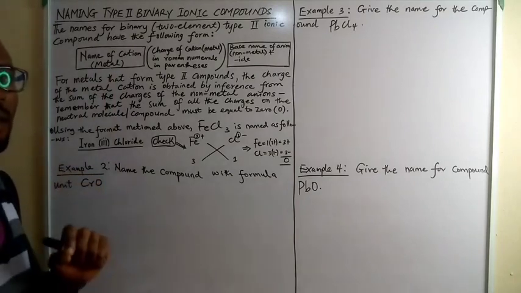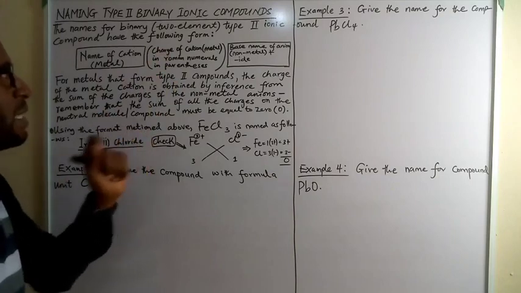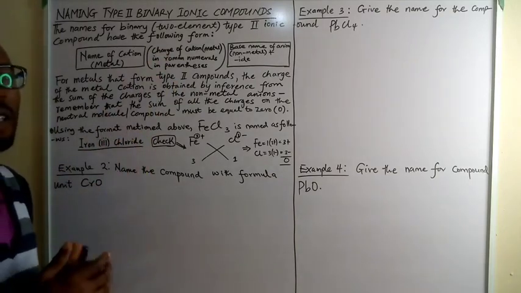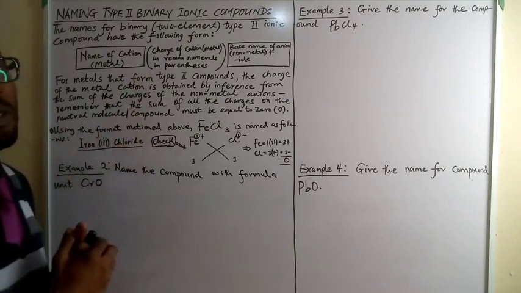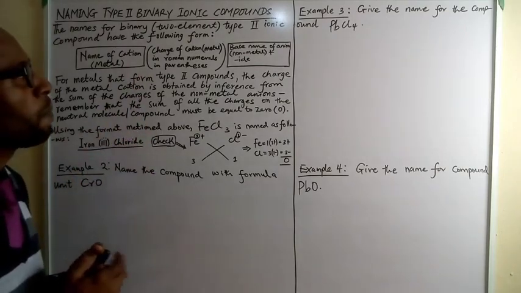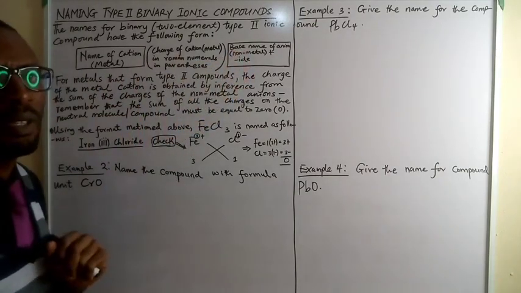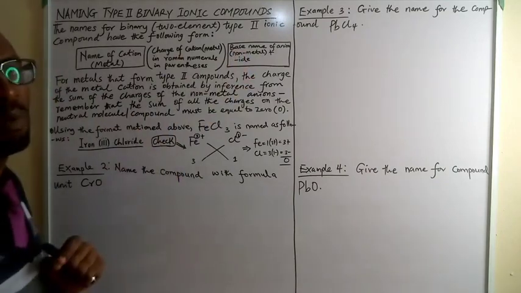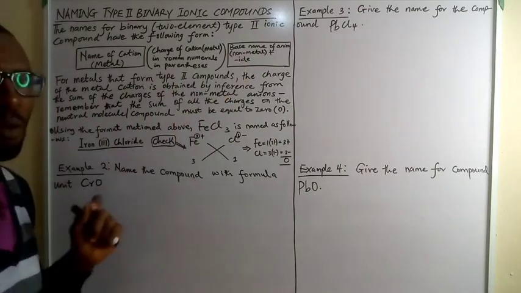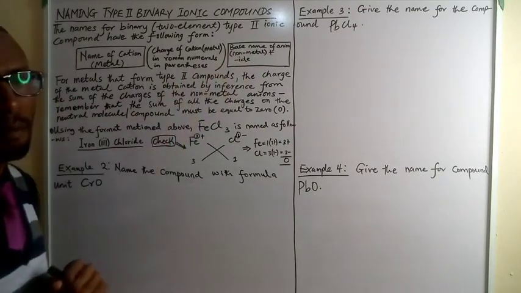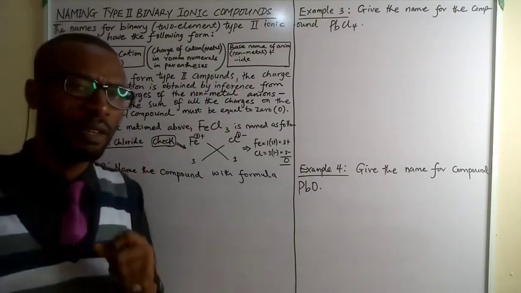Then you find the charge of that metal or cation, and when you have successfully found the charge, you place it in Roman numerals and cover it with parentheses or brackets. After that, you find the base name of the non-metal or the anion. You remove the last syllable of the base name of the non-metal and replace it with -ide, as we did when naming type 1 binary ionic compounds.